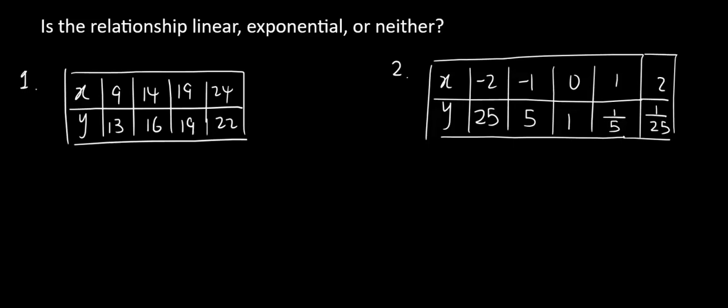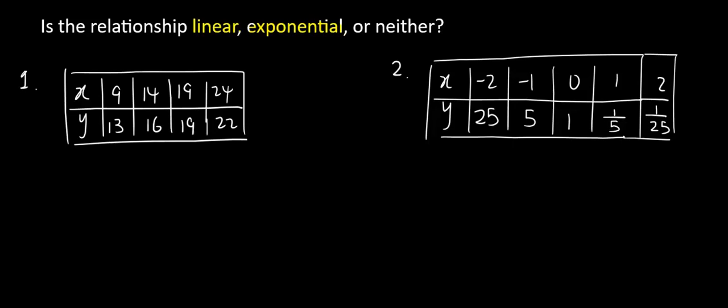The rule is this. If it is a linear relationship, we will find something called a constant difference. If the relationship is exponential, we will find a constant ratio. Let me explain by using the first one.